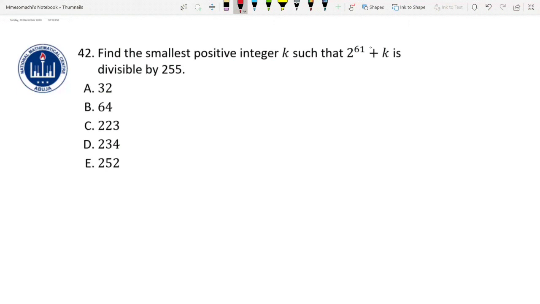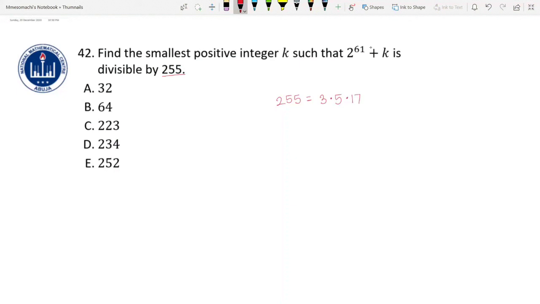So to do this, let's first of all break down 255 to its prime factorization. And that is one very important tool in number theory. So this is equal to 3 times 5 times 17.